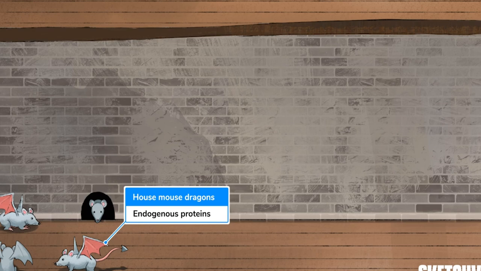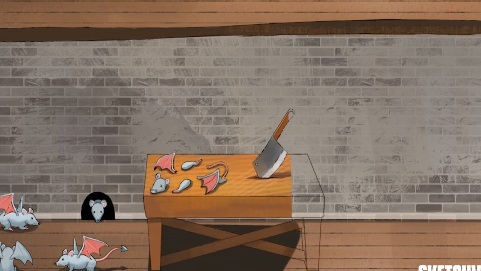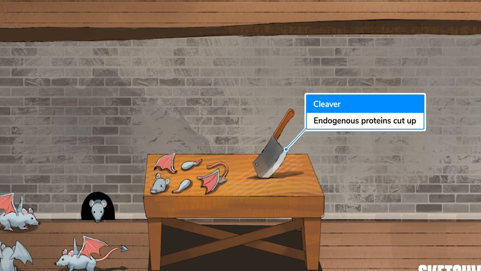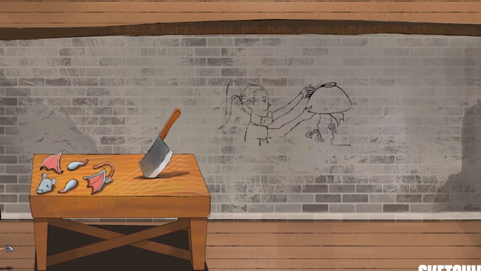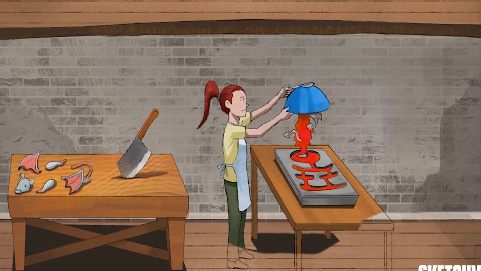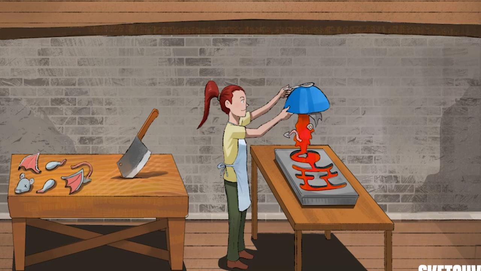As tasty as house mouse dragons are, they still require a bit of processing, and the first step is... yeah, that. Newly produced endogenous proteins, again meaning proteins that come from inside the cell, are cut up into smaller peptides inside proteasomes. The fact that they're newly produced is helpful because it aids the T cell army in responding earlier to an infection.